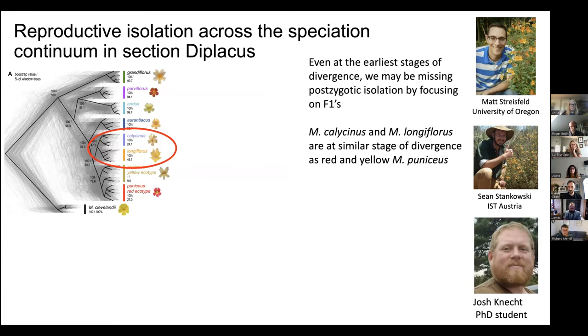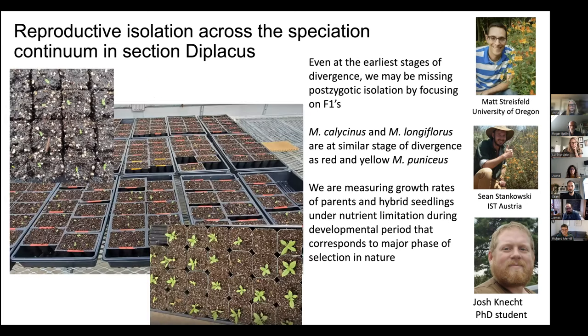And finally, I just wanted to end on one other group in this radiation. This is a parataxon, Mimulus calcinus and longiflorus, that are really at a similar stage of divergence to the red and yellow. They're really, really close relatives. They are parapatric. They run into each other and form what looks like a hybrid zone. And we've been inspired by some of Molly Schumer's recent work that there may be way more deleterious epistatic combinations in pairs of taxa than previously appreciated.